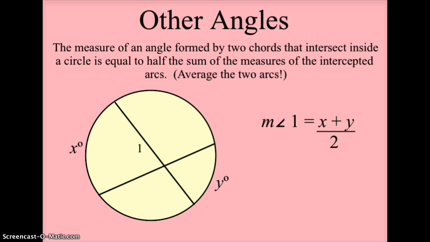The measure of an angle formed by the two chords that intersect inside a circle is equal to half the sum of the measures of the intercepted arcs. Basically what we're saying is we're going to take the average of the arcs, add x and y together, divide by 2, and that will give us the measure of angle 1. Now, knowing the measure of angle 1, why do we know that this angle is the same?